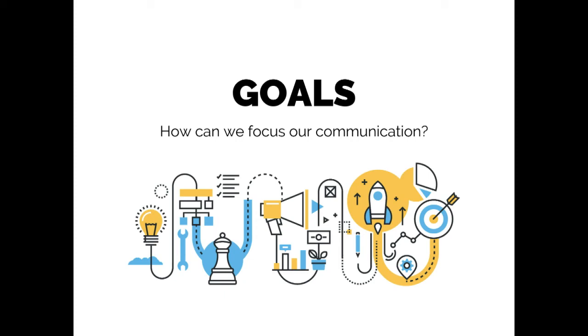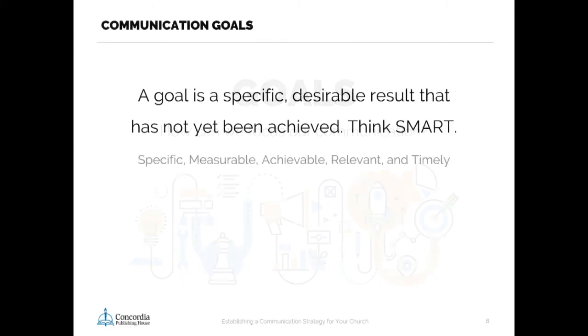So goals, as we talk about them, are specific desirable results that have not yet been achieved. And we go with SMART. We use this at CPH quite a bit. Specific, measurable, achievable, relevant, and timely. And a goal is not a goal if it doesn't have these things in there, if there's not an actual end result you're going for.